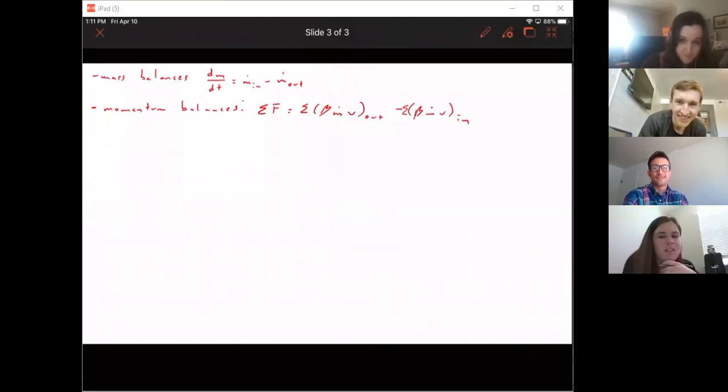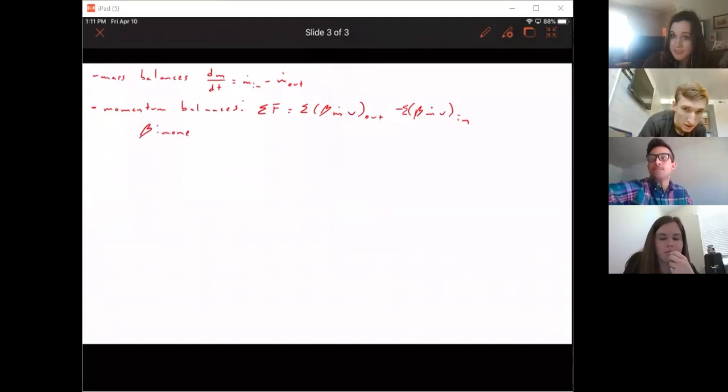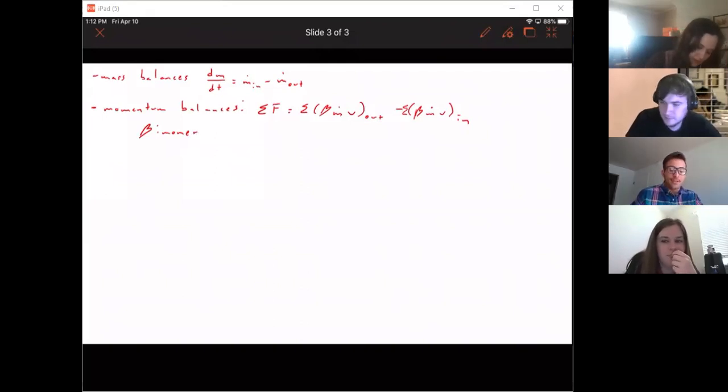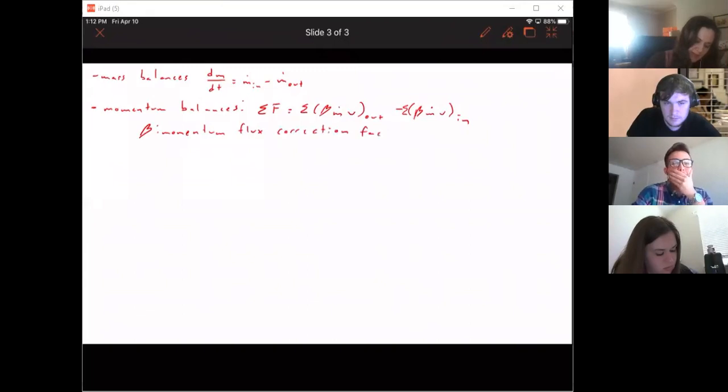Can you remind us what beta means? Is that the little d over big D? No, beta is the momentum. Well, we have used beta to mean little d over big D before, when we talked about orifice meters. This beta is a different beta. This beta is called the momentum flux correction factor. And it's just like alpha, which is the kinetic energy correction factor that we've used before.